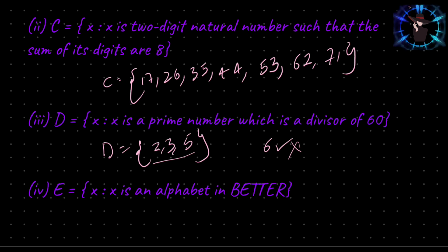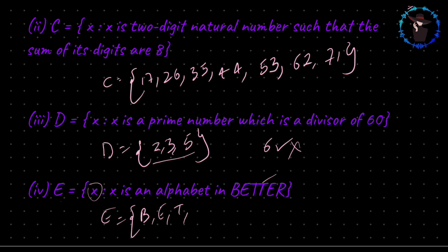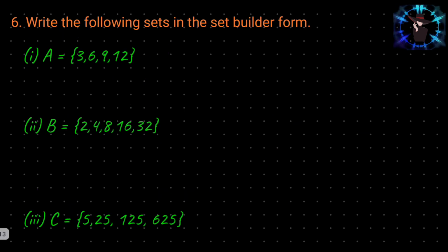Next question, E. x are the elements, x is a letter in the word BETTER. So E is the set name. We have B, we have E, we have T. We cannot repeat because sets contain distinct elements. We already have T, we already have E. R is remaining, that is R. That's it. Sixth question, write the following sets in set builder form. Now it is the opposite of the previous question that we did.